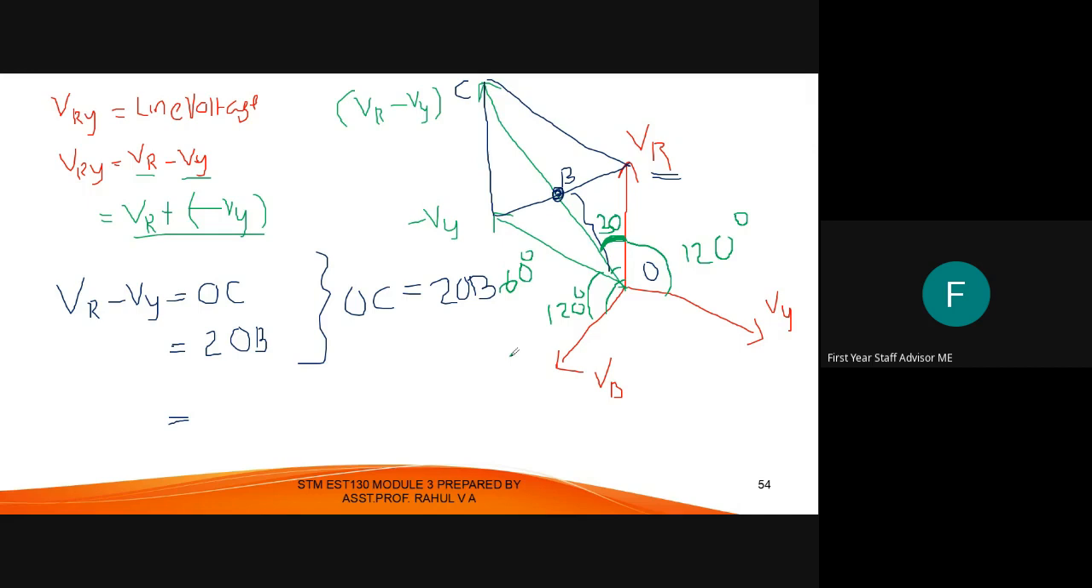That is the question. I know VR. VR is hypotenuse and the angle I know is 30. I want to find out OB. OB is the adjacent side. So how to find out OB? Cos 30 on the front.